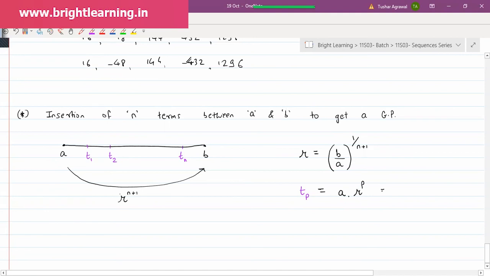So that will be equal to a multiplied by r. What is my r? (b/a) raised to 1 upon n plus 1. That is this r, and r to the power p will be p upon this.